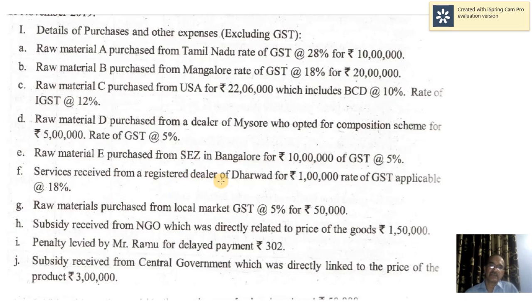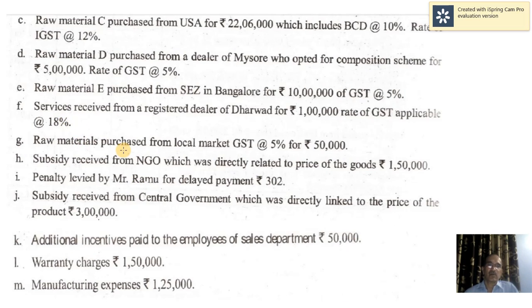Services received from a registered dealer of Dharwad, 1 lakh. Rate of GST applicable is 18%. So from Dharwad, therefore CGST and SGST at the rate of 9% each, 50-50. Raw materials purchased from local market, GST at 5% on 50,000. Okay, this is also within Karnataka, therefore CGST and SGST at the rate of 2.5%.